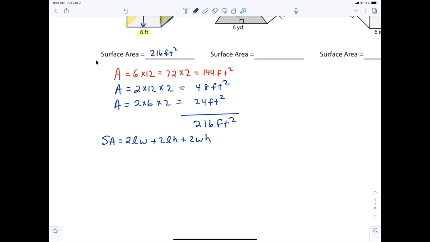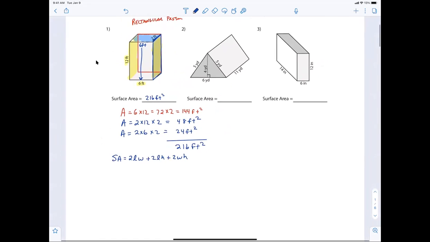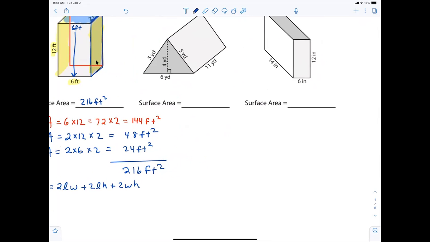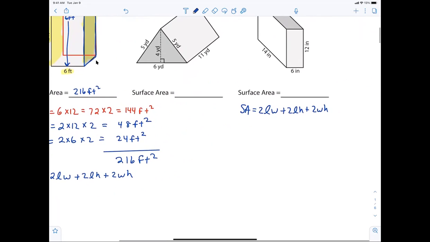So again, I want to take a look at question number 3, and I just want to use the formula. I want everybody to come down here and write surface area equals 2LW plus 2LH plus 2WH. Does everybody understand what the LW is? That's just length and width. Those are the two front walls, the two top and bottom, and the two sides. Does everybody see that?